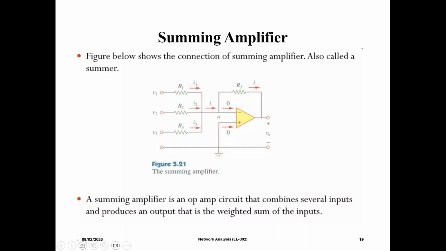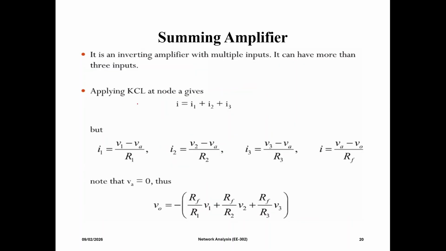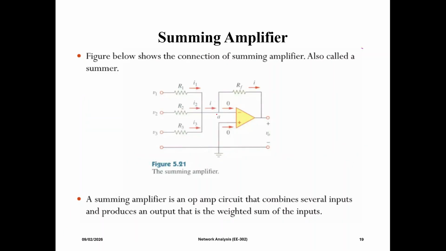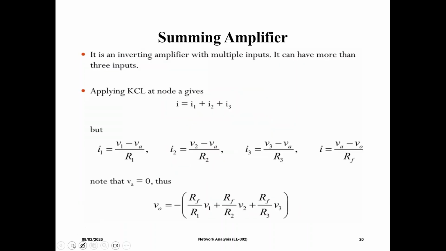It is an inverting amplifier with multiple inputs. We can have more than three inputs, just add more resistors. We apply KCL at node A, that will give I is equal to I1 plus I2 plus I3.